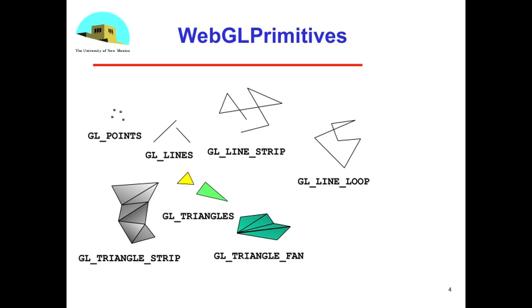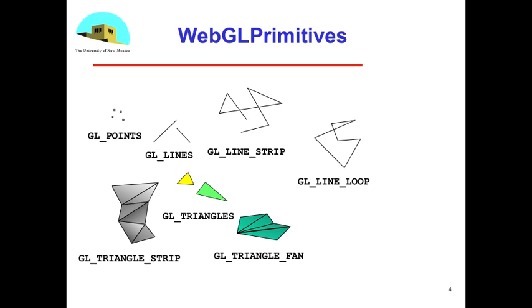I mean, we talk in terms of millions of triangles, tens of millions of triangles per second, even on very low cost GPUs. So let's look at the primitives that are supported, and these are the names of the parameters that go in gl.drawArrays. Remember, we send data to the GPU, and then we say how we want that data rendered. And these are all the choices that you have.